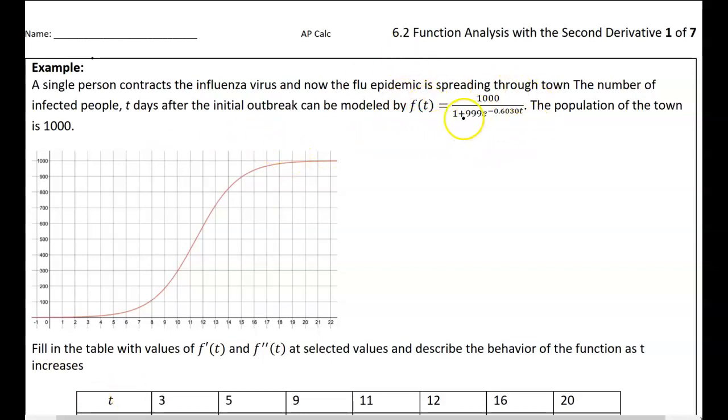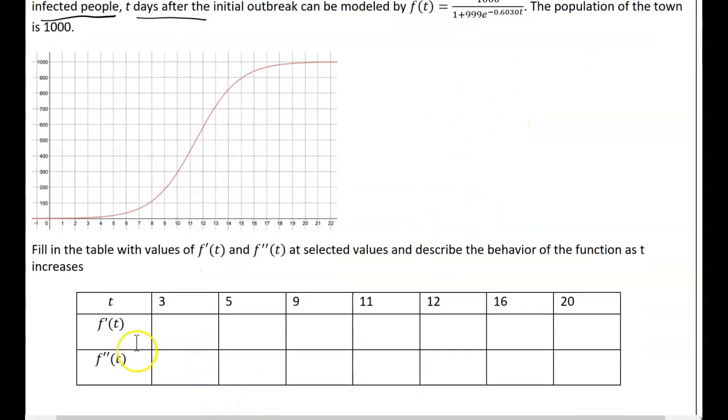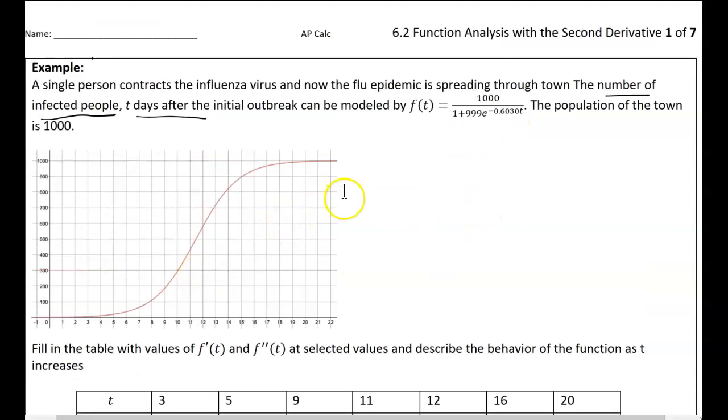So here we have this function f of t that models the number of infected people t days after the outbreak, right? The thing I notice about f right away is that it's a pretty ugly looking function. So we could take our derivative of this by hand, but what we're going to do is what we often do with ugly functions: we are going to use our calculator to fill out this table here in a second so we can analyze it.